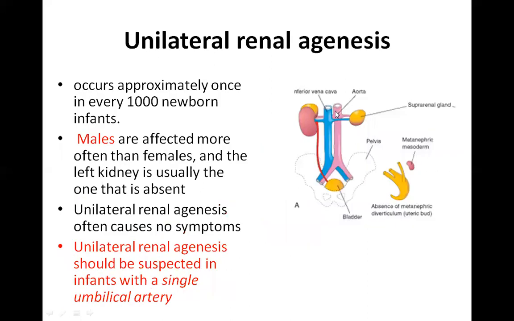Then there is unilateral renal agenesis. It occurs approximately once in every 1000 newborns. Males are more affected, and it occurs when there is failure of induction of the metanephric blastema from the ureteric bud. There may be unilateral renal agenesis, which is asymptomatic because the other kidney undergoes hypertrophy, and it makes up the function of the agenetic kidney, which is not formed.